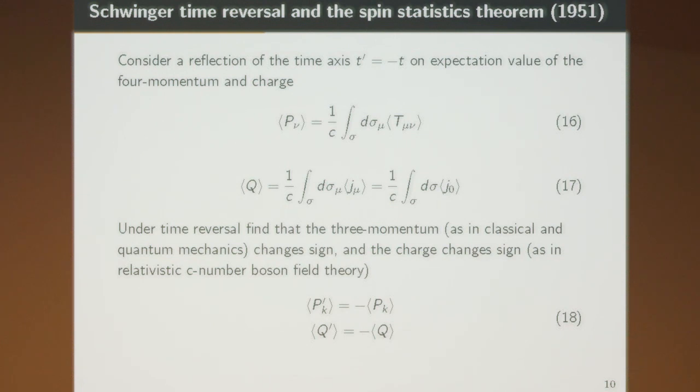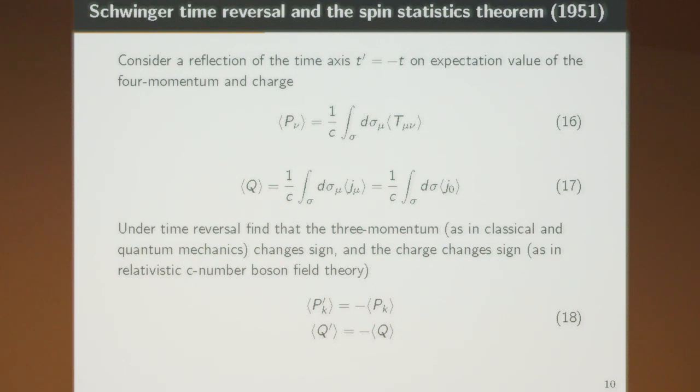So first, if we consider a reflection of time, like we did wrongly with the Schrödinger equation and got negative energy, so we just do that, then we're going to see that considering the expectation values of the form momentum and of the charge, the form momentum is going to pick up a minus sign in the spatial component, and the charge is going to pick up a minus sign.